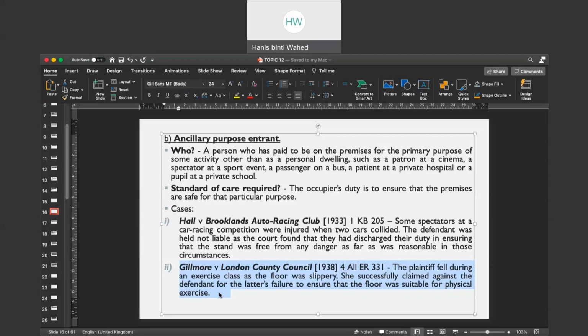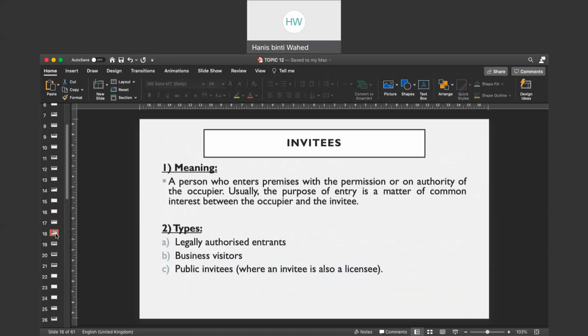Jadi itu adalah standard of care required of an occupier towards the contractual entrant, which we divide to main purpose entrant and also ancillary purpose entrant. Okay, right. So that's the first one. The second one is the second entrant is what we call invitees. Okay, invitees. Yeah.